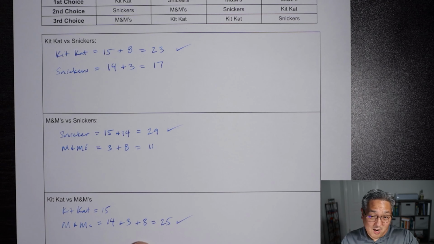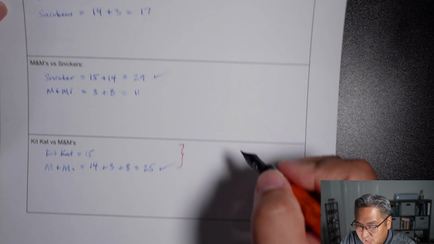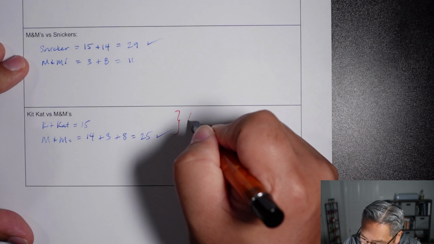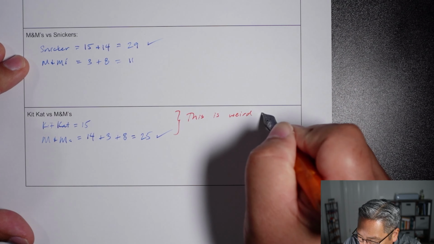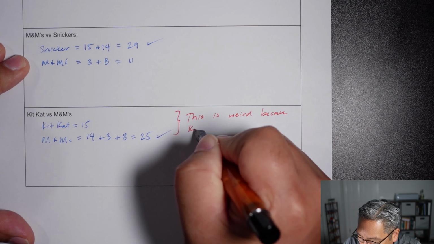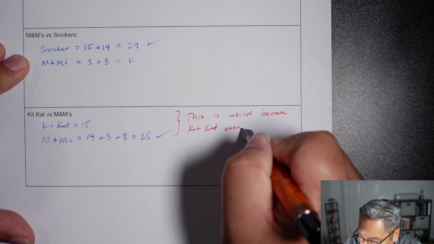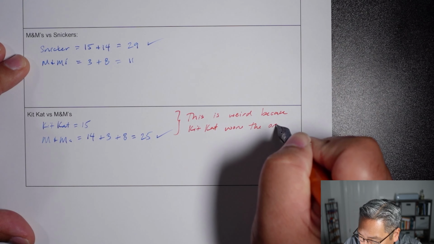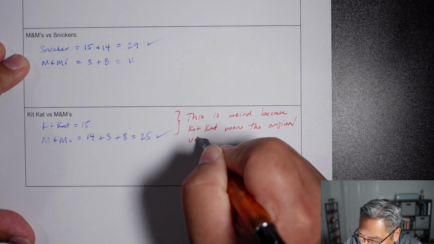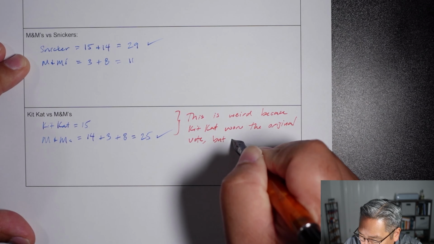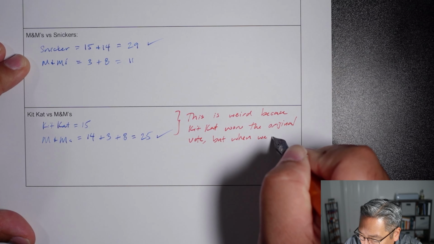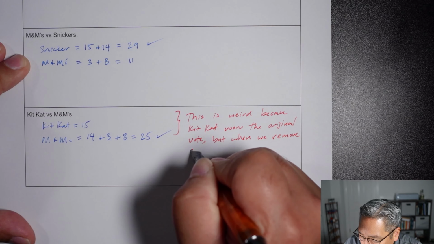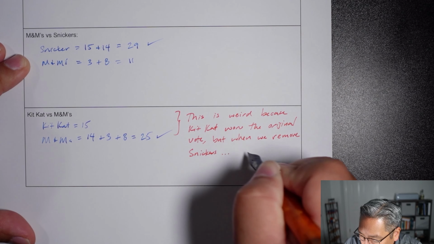So the idea I want to get across in this example is this is weird because Kit Kat won the original vote, but when we remove Snickers, M&M's win.